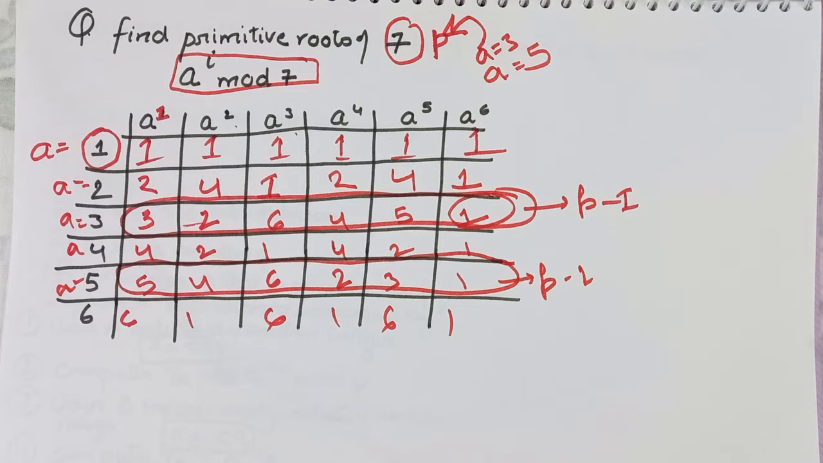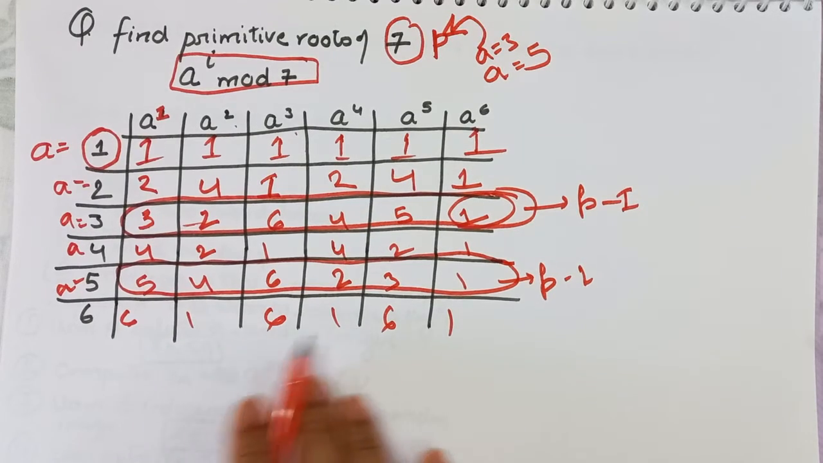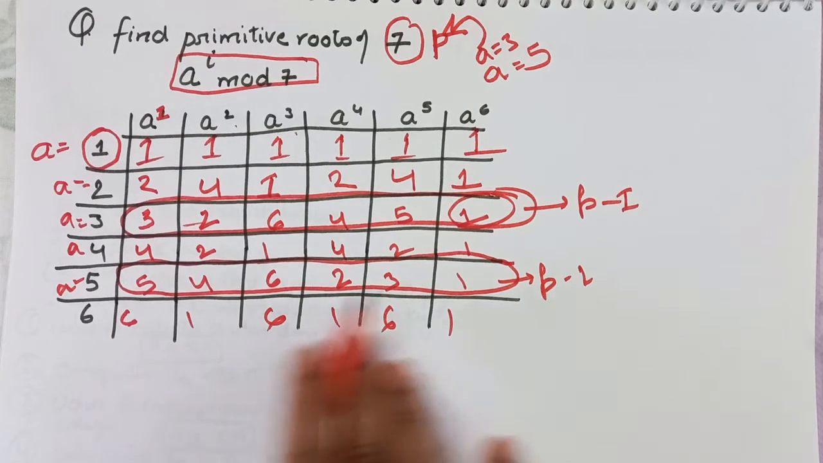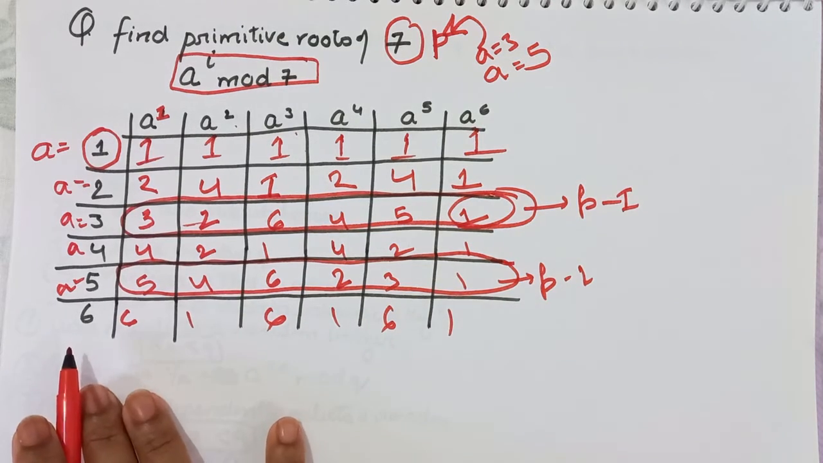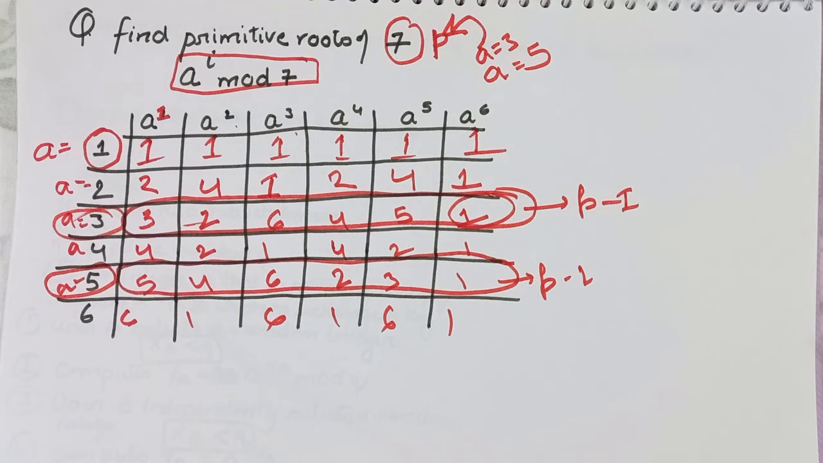So, a number can have multiple primitive roots, right? For 6, can you see 6, 1, 6, 1, 6, 1? So, the size of this cycle is only 2. Since it is not P minus 1, it is not a primitive root. Therefore, A equal to 5 and A equal to 3 are both primitive roots of 7.